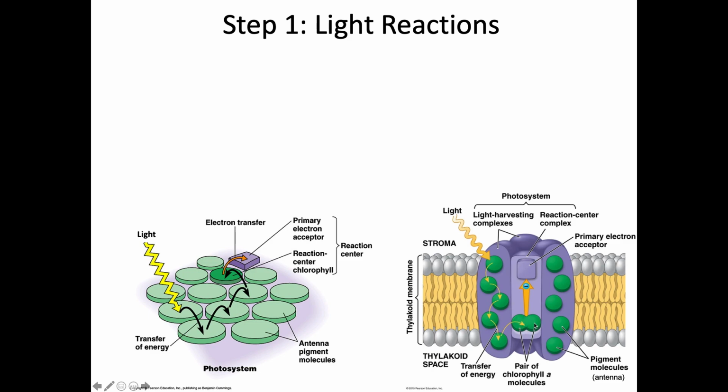And so now this molecule gets excited and its electrons are in a higher state. So now this special pair of chlorophyll A will donate its electrons to a primary electron acceptor.